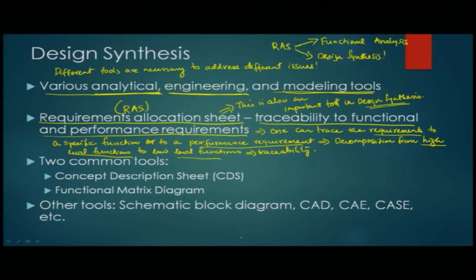In addition to this tool, which we have already seen, we will look at two common tools as part of this. One is called the concept description sheet, which is normally called CDS, and then the functional matrix diagram, or normally some people call it FM. So these tools, we will see what they are all about and what they are used for. We will discuss in detail about these two.